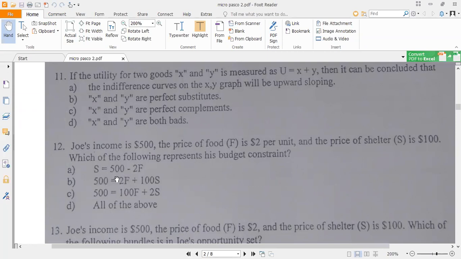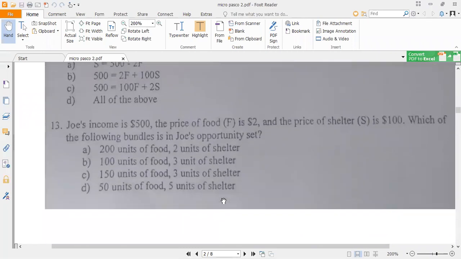And then for question 11, I think you should try and go over it yourself, because someone raised a concern that he thinks it has to be perfect substitutes. So you can verify and see. It should be between B and C. All right, on to number 13.